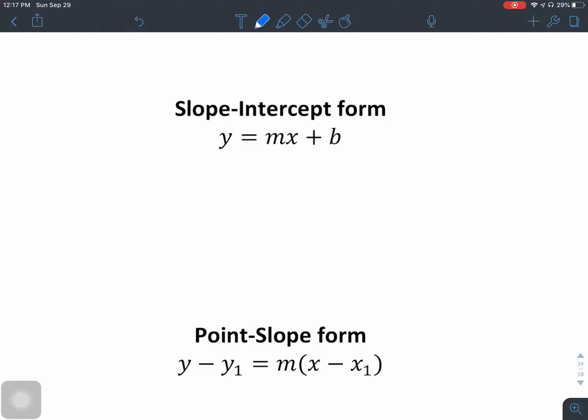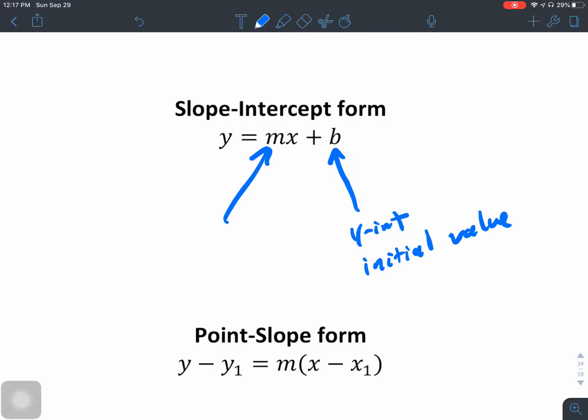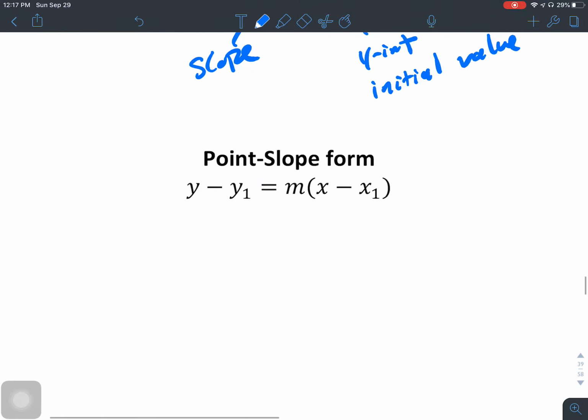Slope-intercept form. This form is useful if you know the y-intercept and you know the slope. Keep in mind that the y-intercept is a specific point. This is the y-intercept, also known as the initial value. M, the coefficient of x, is the slope. Slope is used to find points on the graph if you have a starting point, and typically the starting point, since it's slope-intercept form, is the initial value.